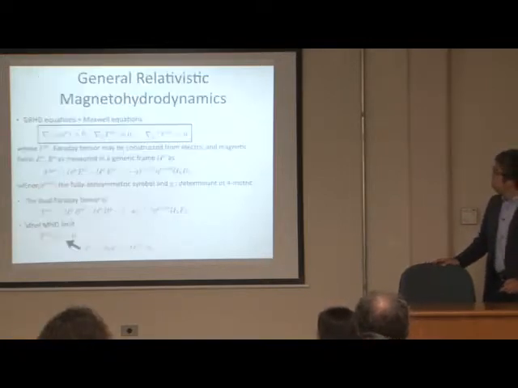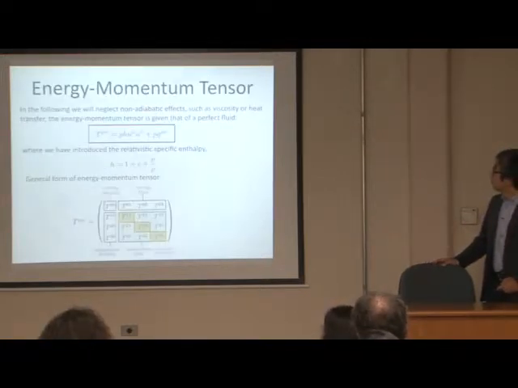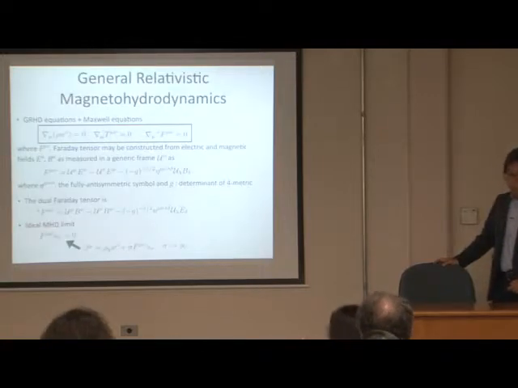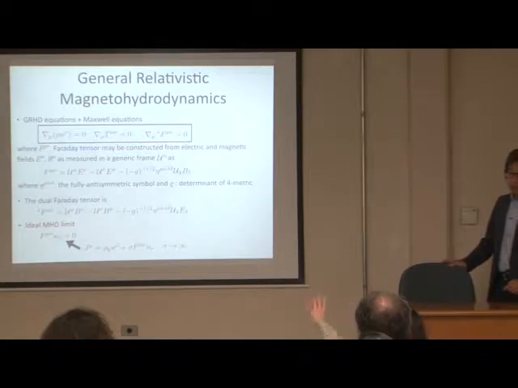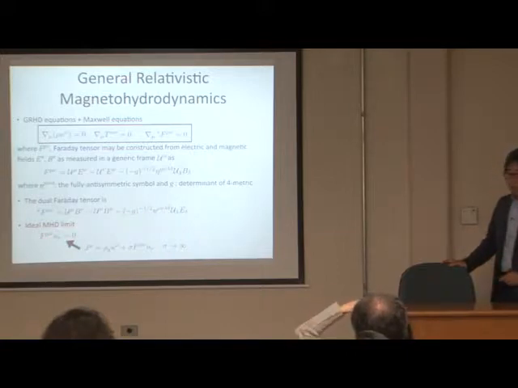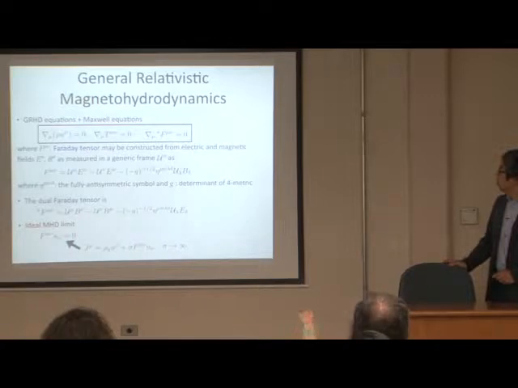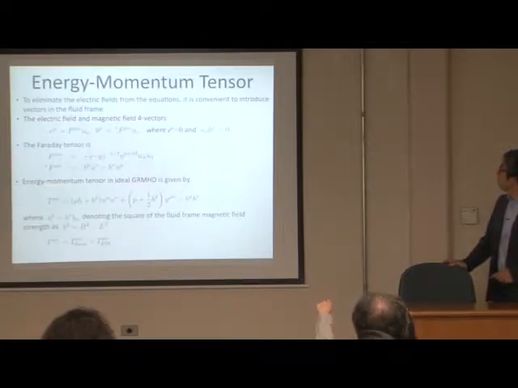Please go back to the previous slide. This one? Yes. Okay, we are in the ideal MHD limit, which means we fulfill this condition. Let me see the dual of the Faraday tensor, because in the next slide you are going to use the dual, the dual Faraday tensor, to get the 4-vector.